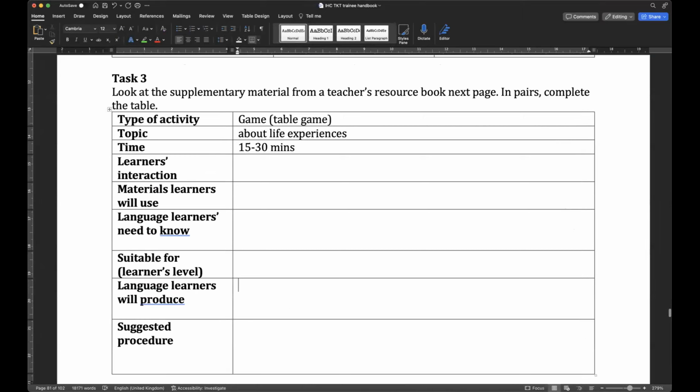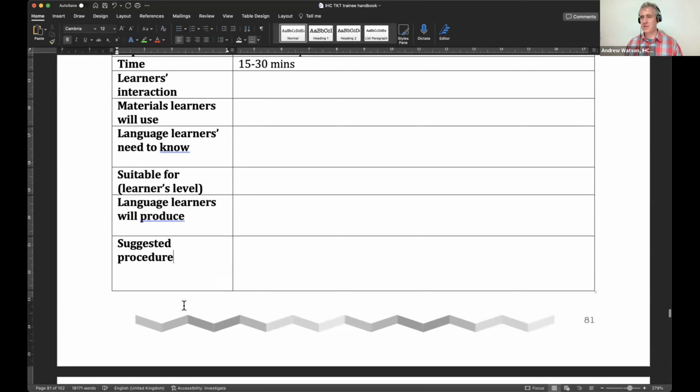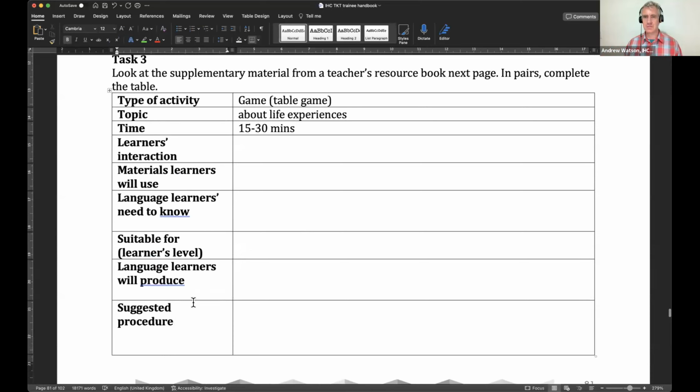Yeah. So Paula and Christian, try and give Anna Maria some suggestions. What is the interaction? What materials will the learners use? What language do they need to know? What's the level? What language will the learners produce? Right? What structure is it? Is there any vocabulary as well? What is the procedure? How do we set up this game in the classroom? Imagine it's a face-to-face classroom in a normal classroom. Yeah? All right, so I'll give you 5.